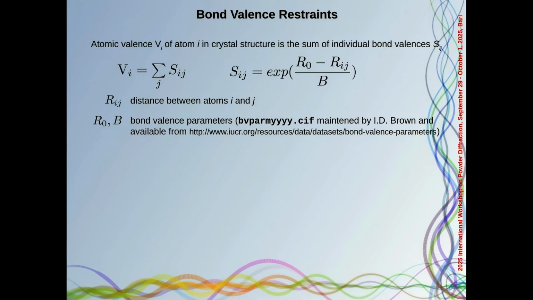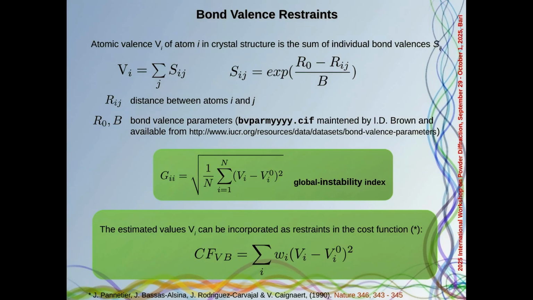So if you have lanthanum 3 plus, the expected value of the valence bond sum for this atom should be approximately 3. Or if you have copper 2 plus, it should be 2.